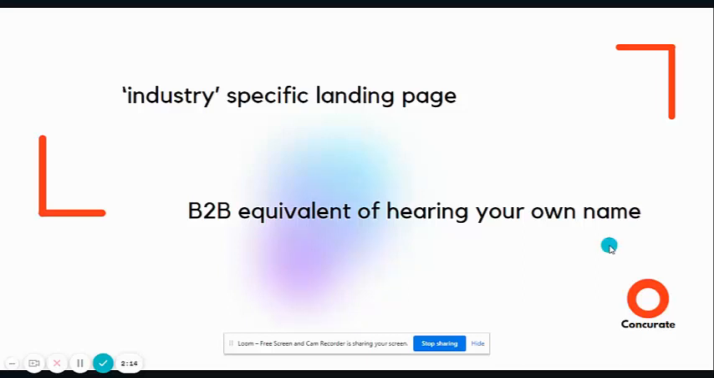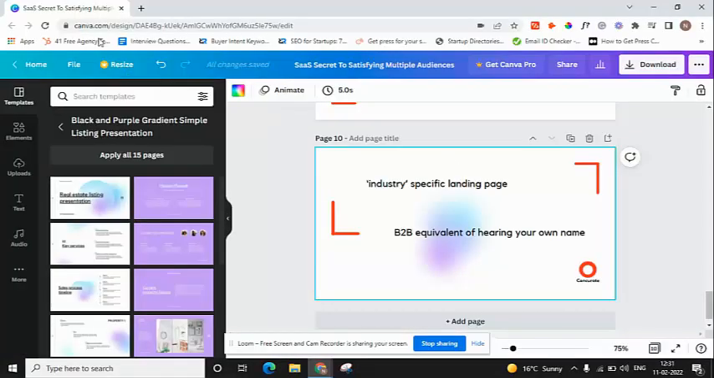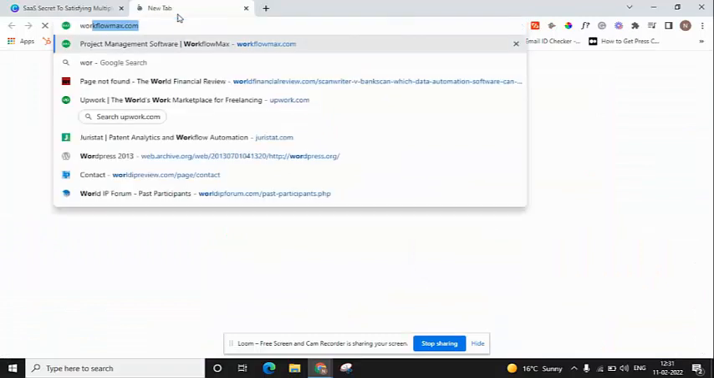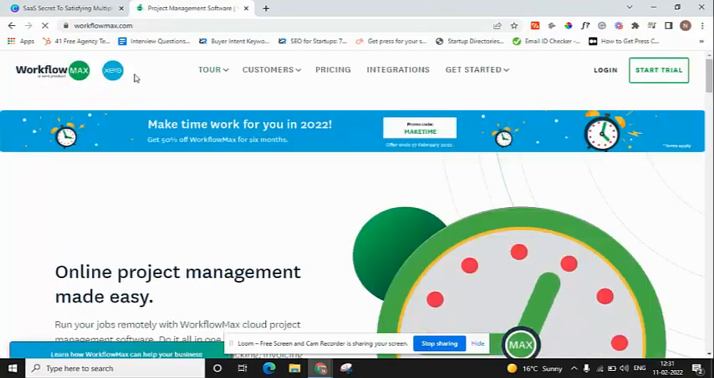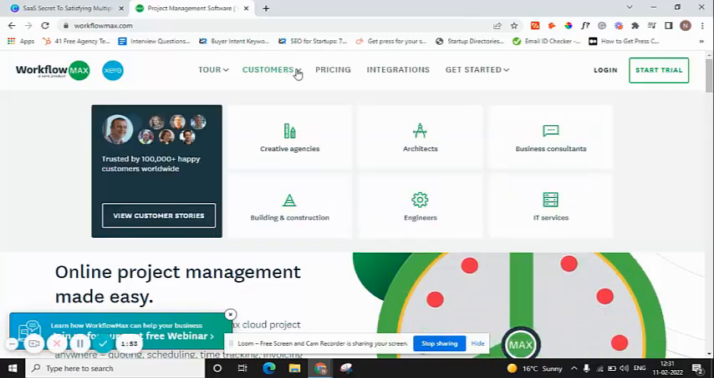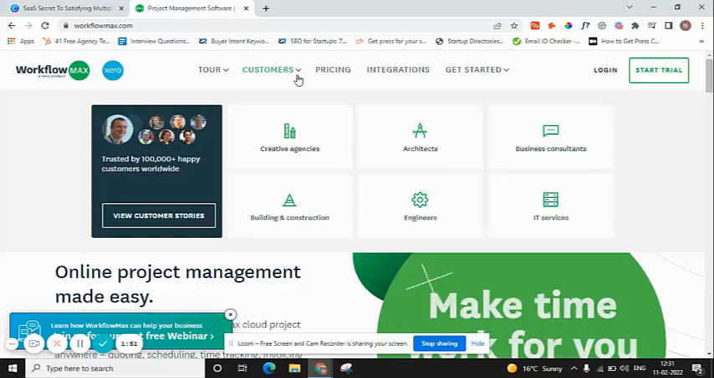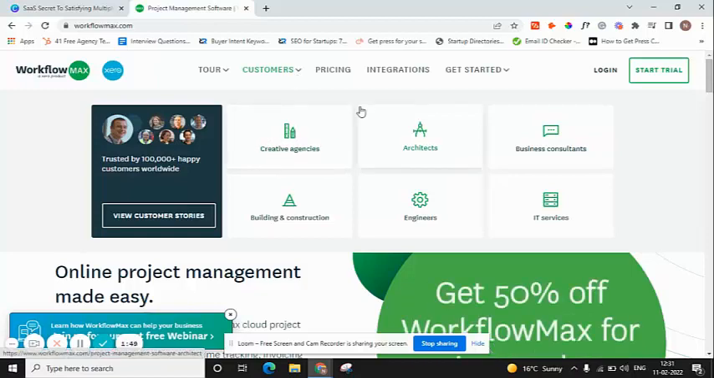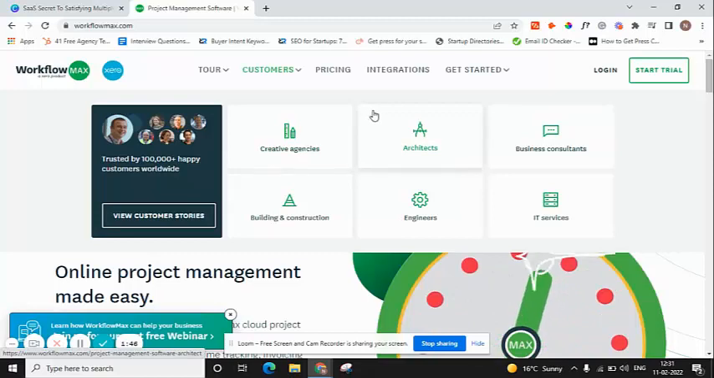Let me share more examples on how other industries or other SaaS softwares are doing it. Let's take an example of Workflow Max. Workflow Max is basically a Xero product, a Xero company's product. And if I go to customers, I'll see, hey, if I'm a creative agency, I can use this product. If I'm an architect, I can use this product. If I'm a business consultant, I can use this product. IT services, I can use this product.